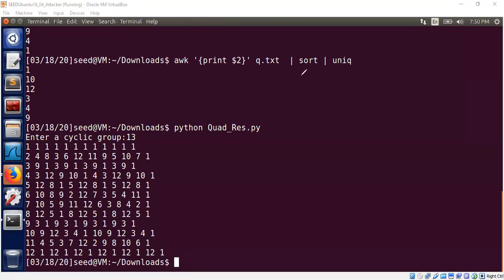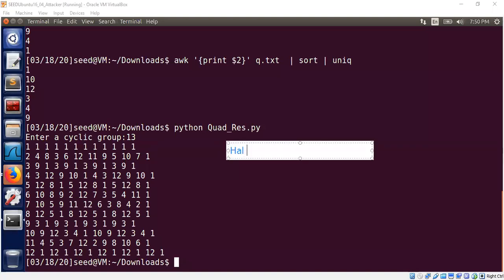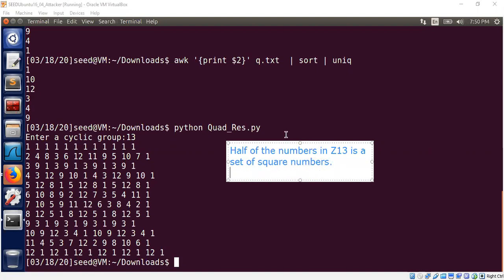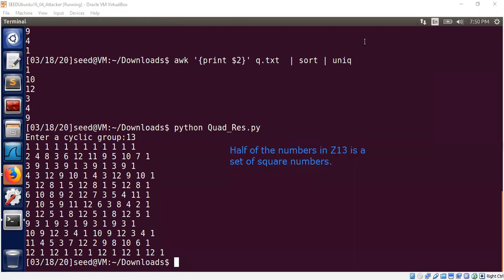Okay, so let's remember this now. For now, half of the numbers in Z13 are square numbers. That is the set of square numbers, and the remaining, of course, are not square numbers. Okay, one moment. Right. So, what is the next part?